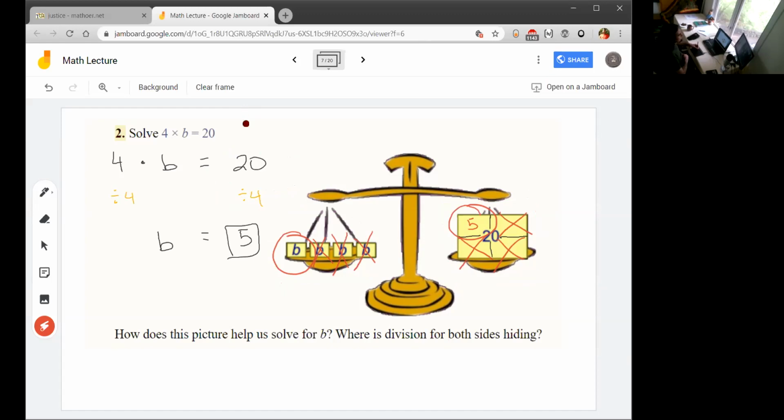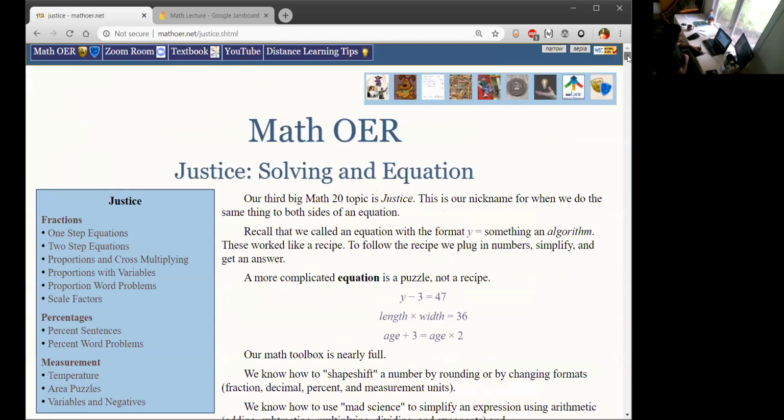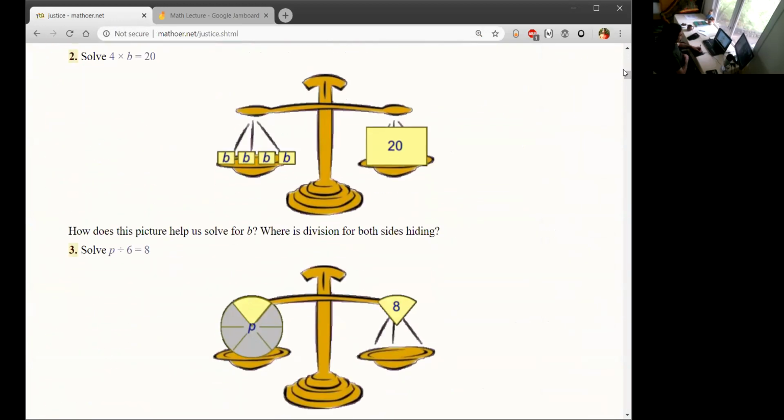What paper are we doing this on? We're just starting at the very top of the page. Is that what you're asking? Okay.